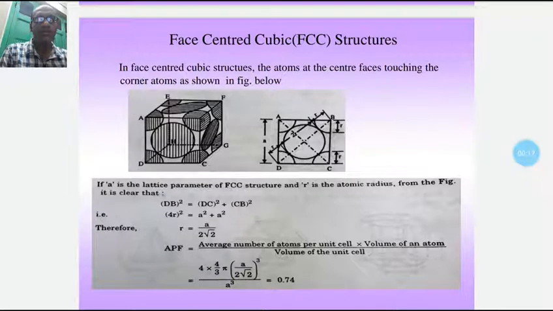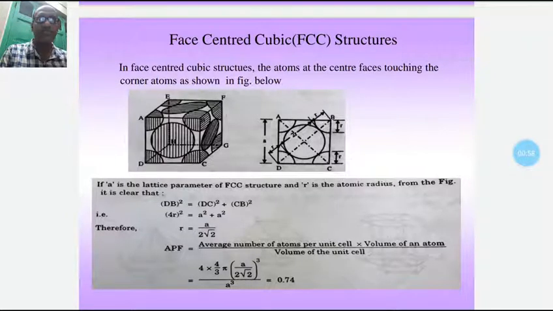So far, in the last session, we discussed the average number of atoms per unit cell, the coordination number, and the atomic packing factor. We have seen the APF value for a simple cubic structure and for a body centered cubic structure. For a simple cubic structure the atomic packing factor is 0.52, that means 52% of its unit cell is occupied by atoms and the remaining is vacant.